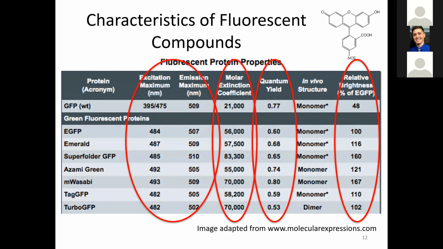But if I were selecting a fluorescent protein based on this chart alone, I would probably pick superfolder GFP. The reason why is that mWasabi does have a slightly higher relative brightness, but the excitation maximum is at 493, whereas the excitation maximum of superfolder GFP is 485. And that 485 is closer to the 488 laser that we have on our system. So we're going to be better exciting the superfolder GFP than we will the mWasabi.